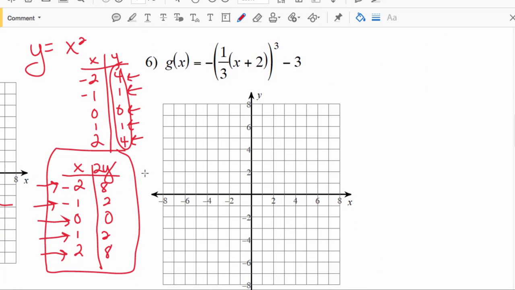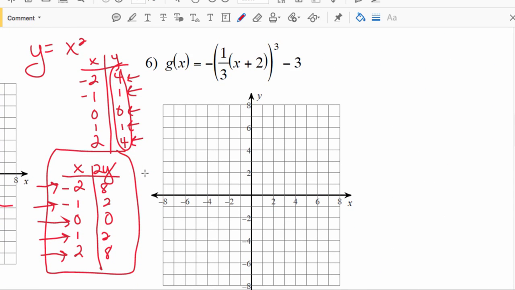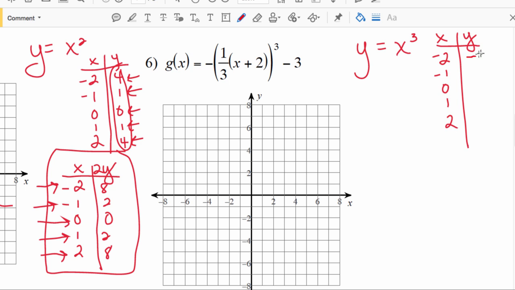And number 6, we have the parent function of y is equal to x cubed. And then the parent table goes from -2 to 2. And then -2 cubed is -8. And we have -1, 0, 1, and 8.